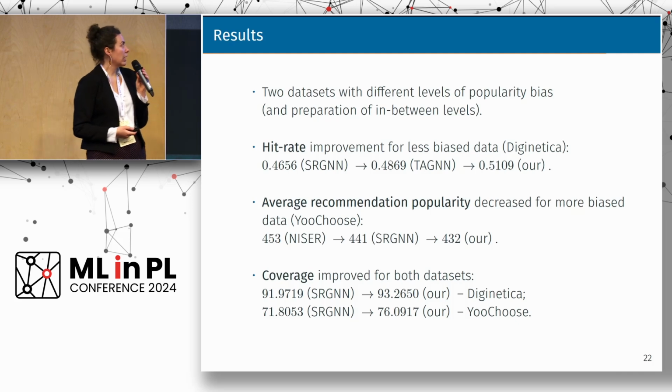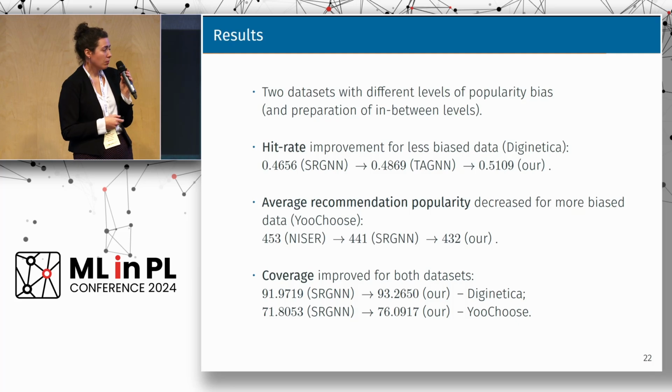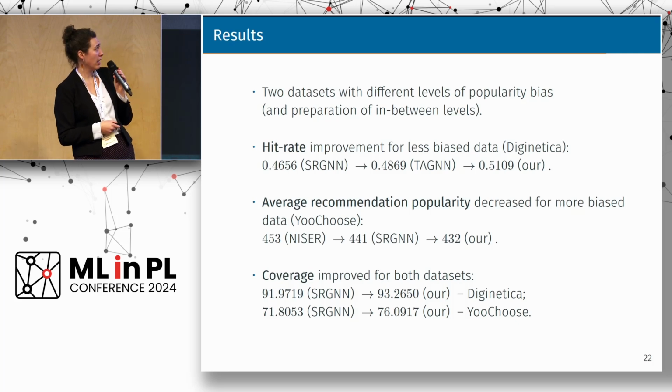So adding this noise to the data, both to the prefixes and the targets, and having this regularization for better embedding quality, allowed us for better generalization of the model. So it was quite surprising for me. But this is how the model works with less biased data.